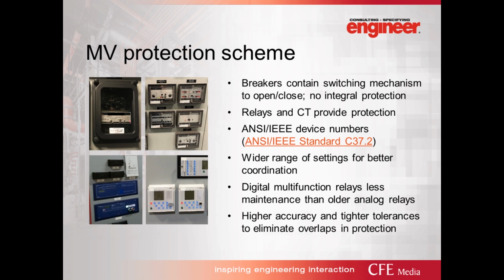ANSI has developed a numbering scheme to identify different relays. For example, a 27 relay is an undervoltage relay, a 50/51 is an overcurrent relay, just some examples. To get that full list, you can go to ANSI IEEE standard C37.2, and it'll give you a list of the relays and what those functions each do.